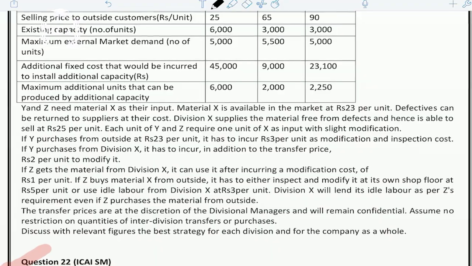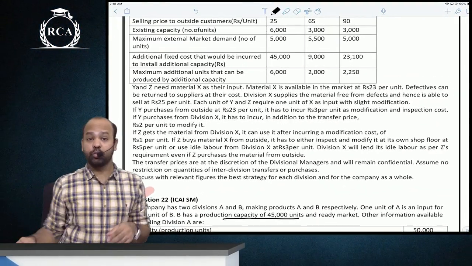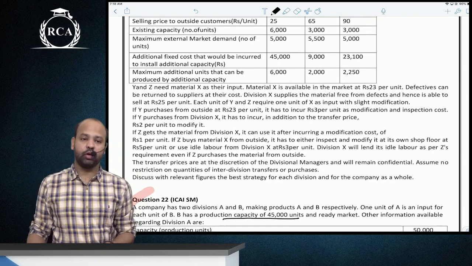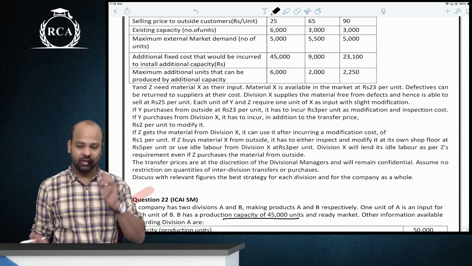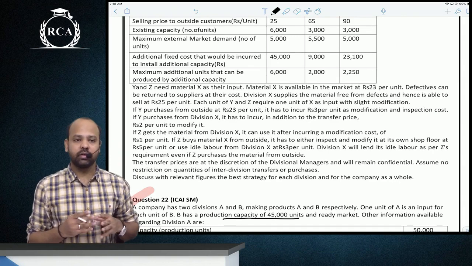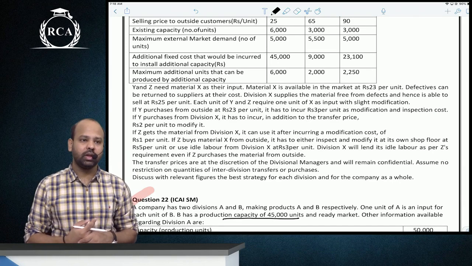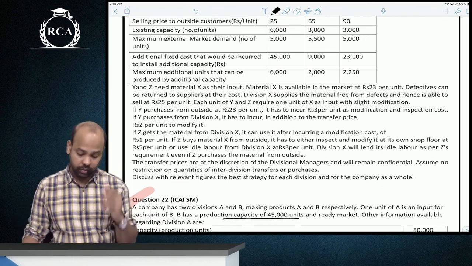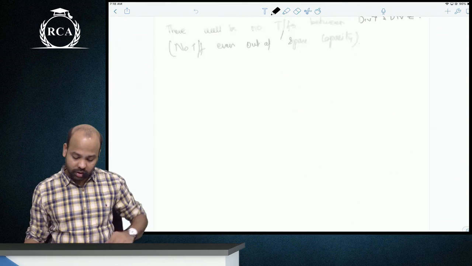Chalo guys, in case you're not done reading the question, do pause the video. See guys, there are a few important decisions to be taken here. First important thing, beta: what will they do with the increase in capacity? Are they going to increase the capacity or not?